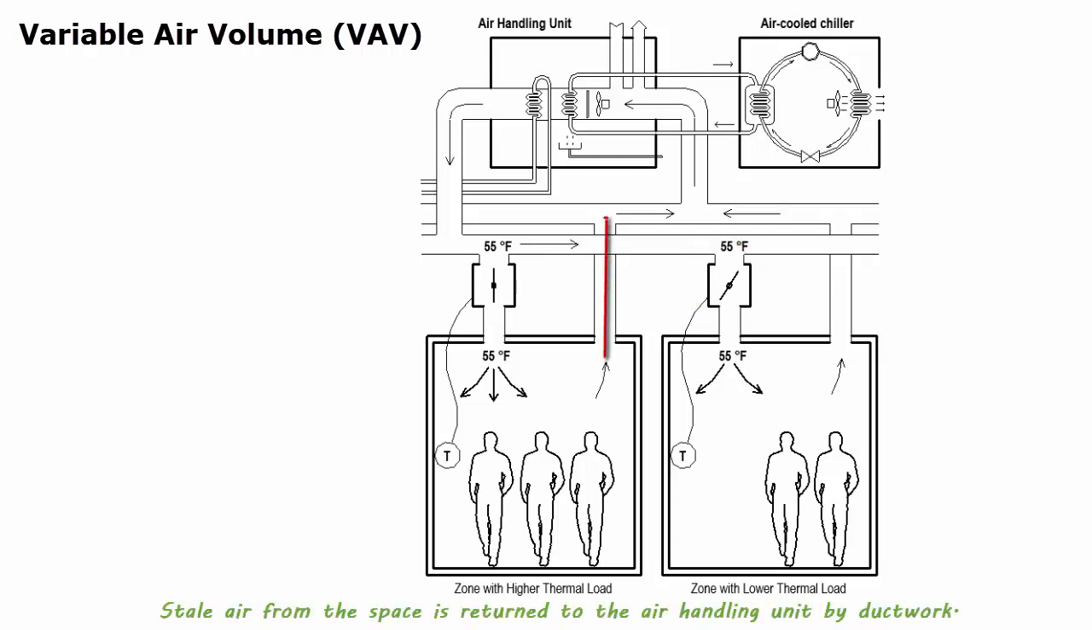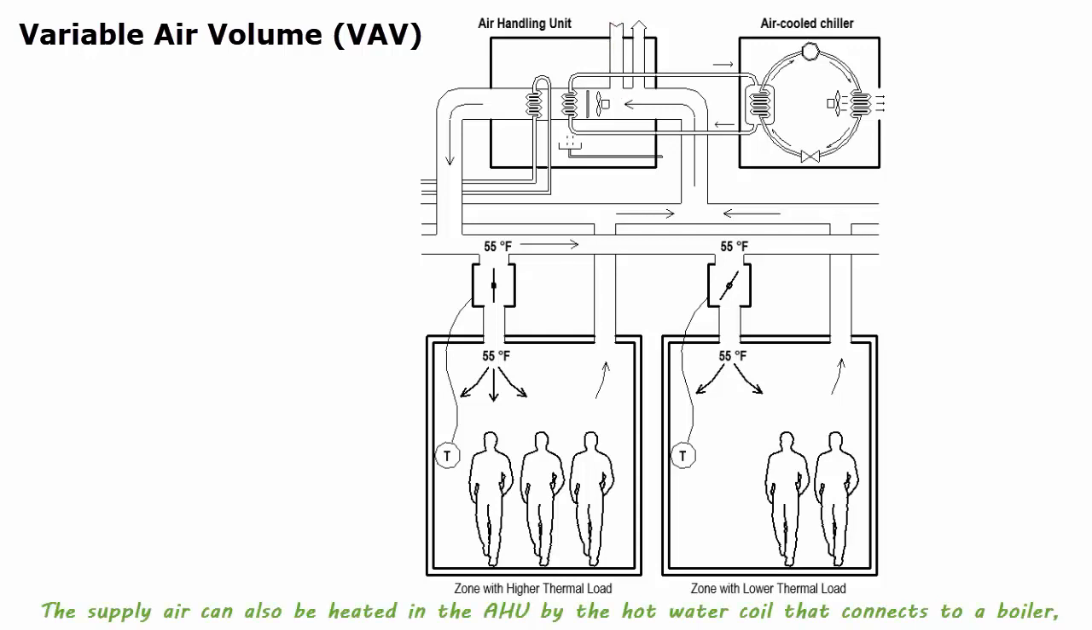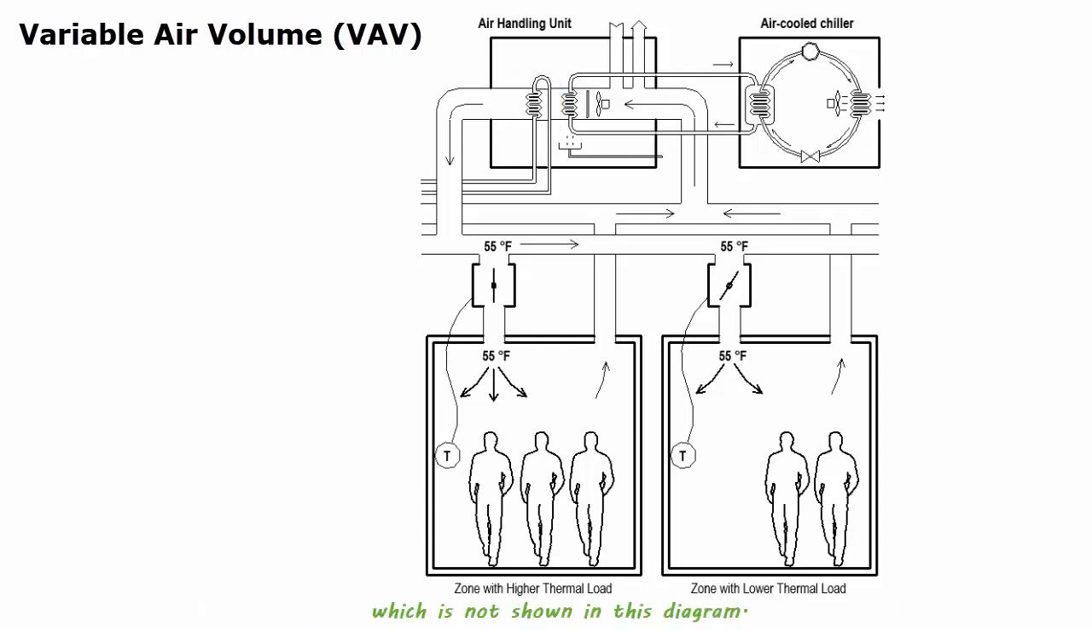Stale air from the space is returned to the air handling unit by ductwork. A portion of the return air is released to the outside as exhaust, and fresh air is emitted from outside into the air handling unit to maintain air quality in the building. The supply air can also be heated in the air handling unit by the hot water coil that connects to a boiler, which is not shown in this diagram.